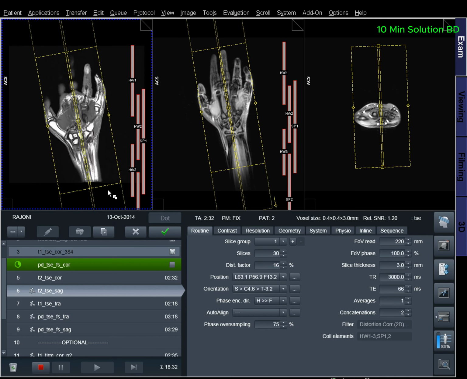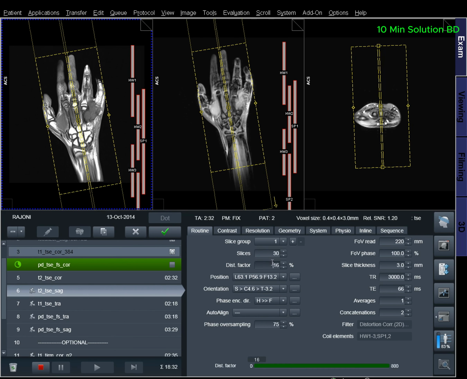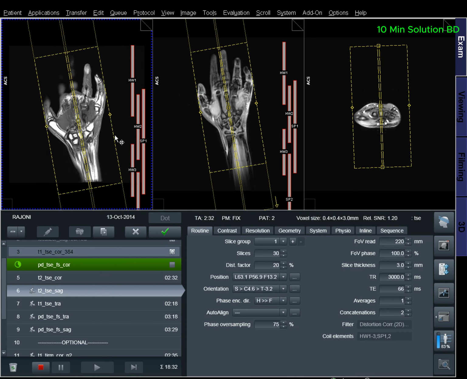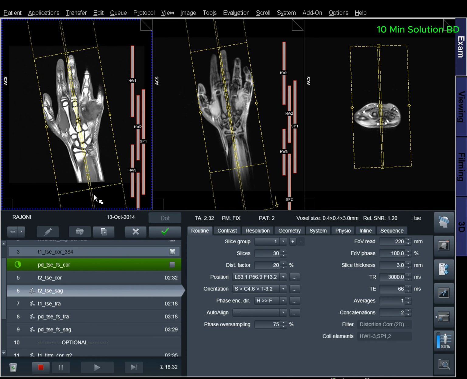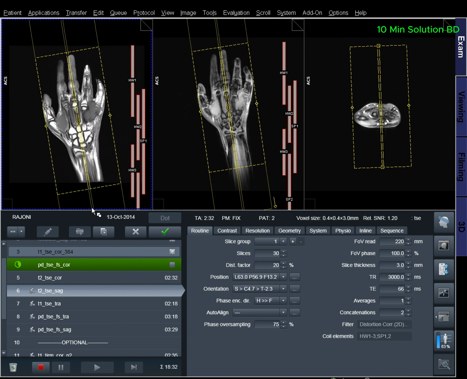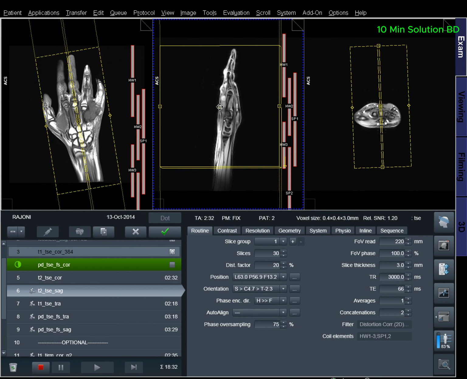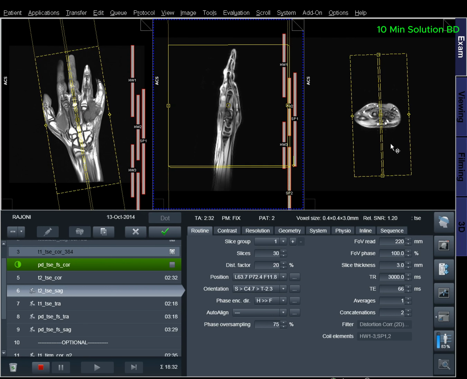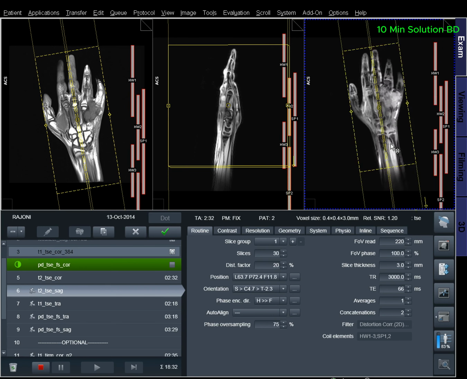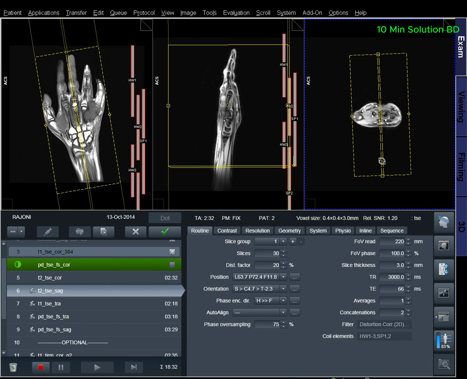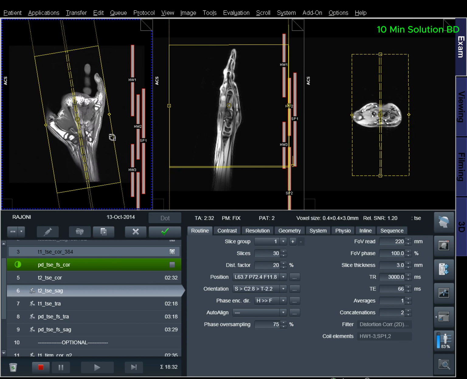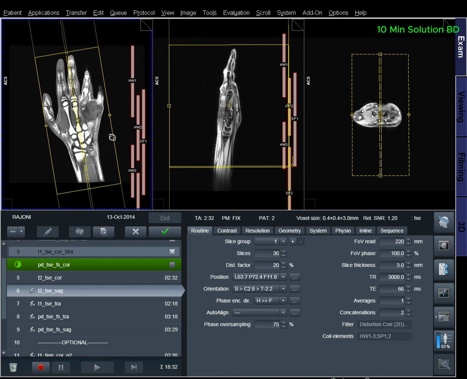T2 stir sagittal. Plan the sagittal slices on the axial plane and angle the planning block perpendicular to the line across the metacarpal bones. Check the planning block in the other two planes. An appropriate angle must be used in the coronal plane, parallel to the metacarpal and phalangeal bones. Slices must be sufficient to cover the whole hand from medial aspect to lateral aspect.